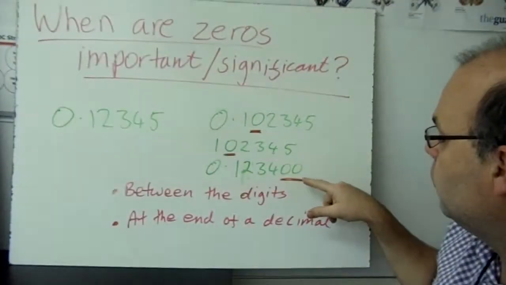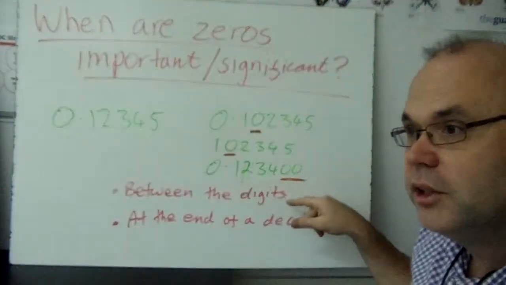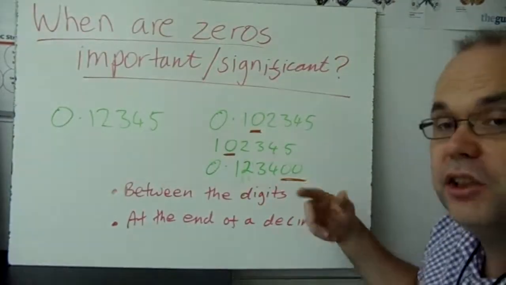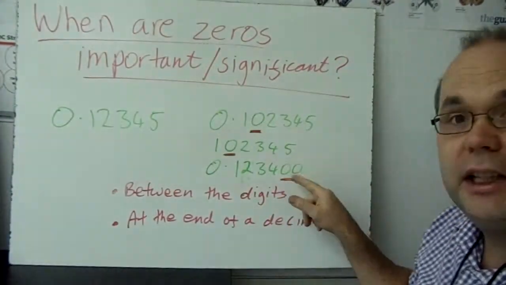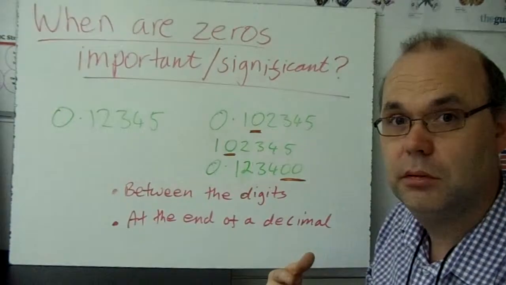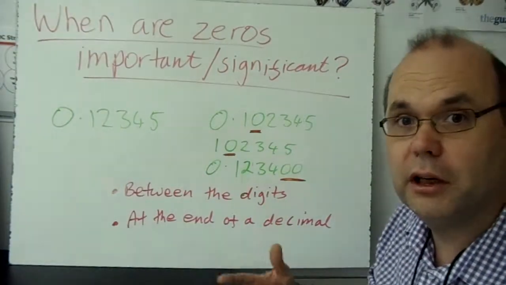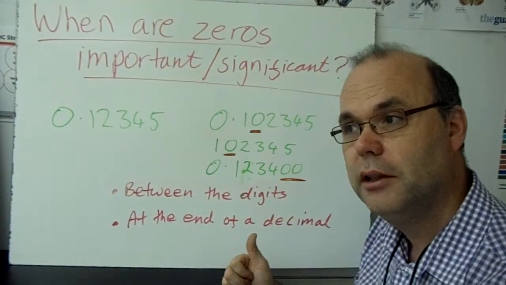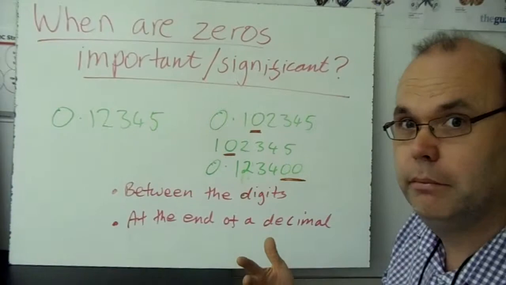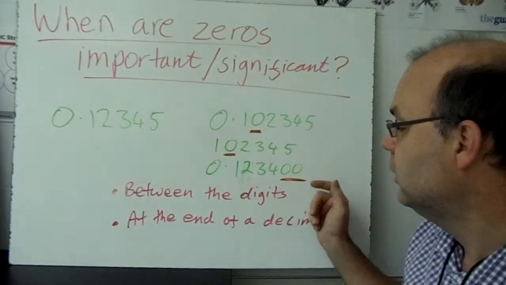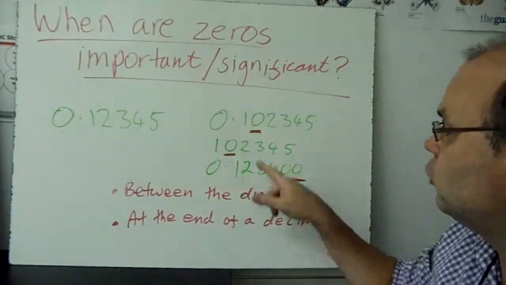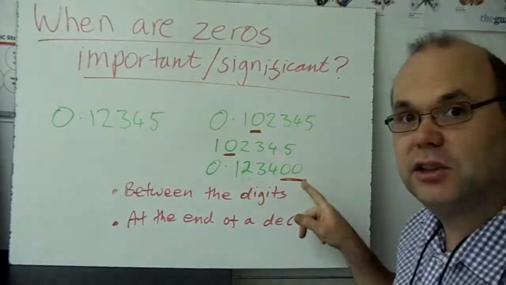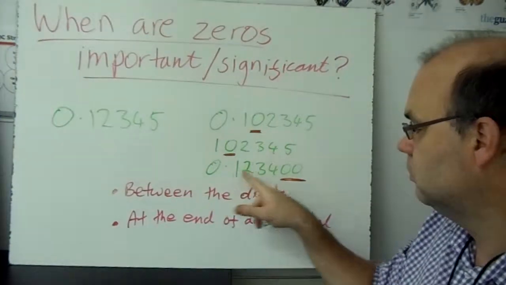And they're also important when they're at the end. Because if we look at this, it's got 1, 2, 3, 4, 5, 6 numbers in it. Those numbers at the end could have been a 6, or a 4, or a 3, or a 9. But they're not. They're a 0. That means that they're like a 10. So they count. So the rule is, they count when they're between the numbers, like this, and they count when they're at the end of a decimal, like this.